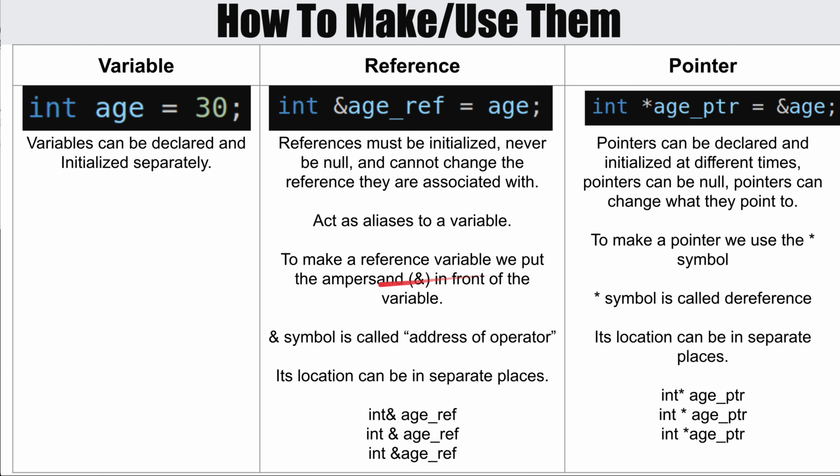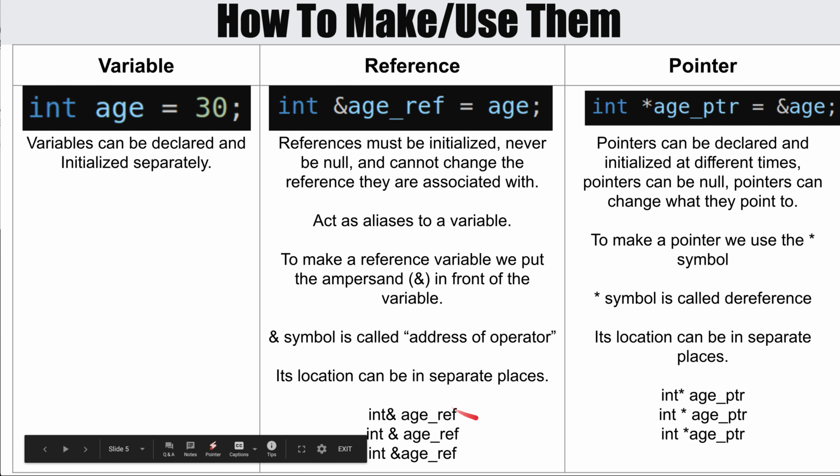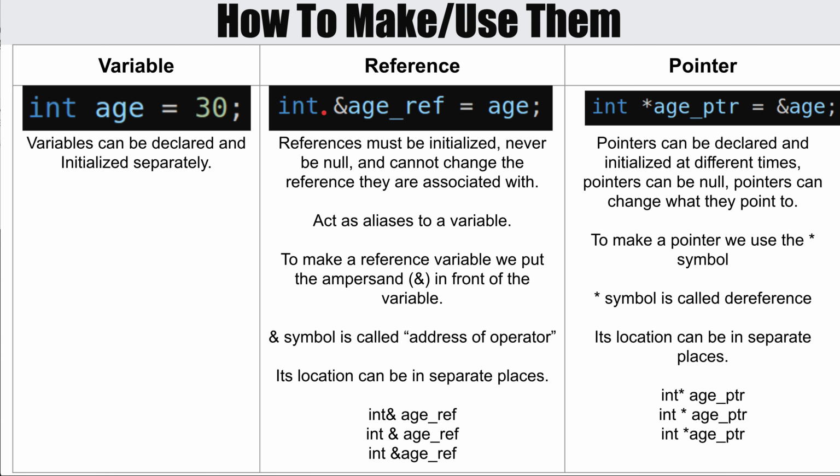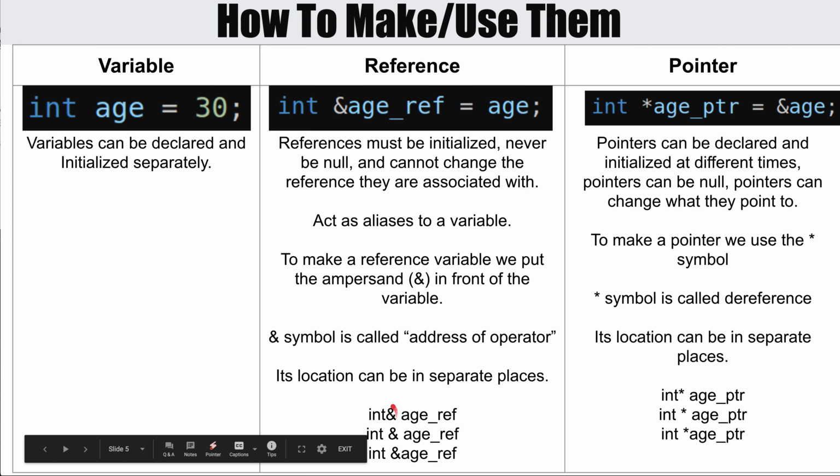Now to make a reference variable, we put the ampersand, which is the and symbol, in front of the variable right here. That's the only difference. That ampersand symbol, we don't call it the ampersand, we call it the address of operator because it gives us the address of a variable. Now its location can be in separate places. Notice how here I put it right in front of the variable. That's the style that I like. However, if you look down here, it could be next to the data type, there could be a space in between them, or it could be next to the variable like I did. All three of those are the same.